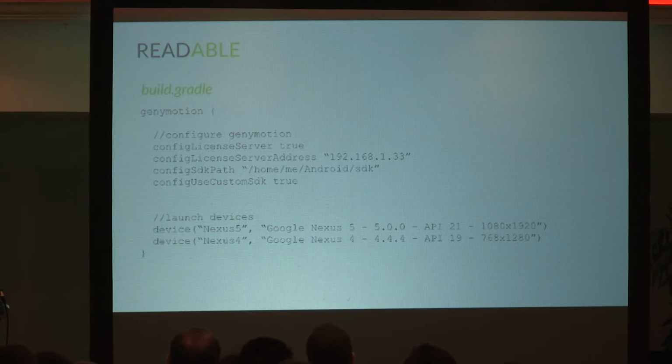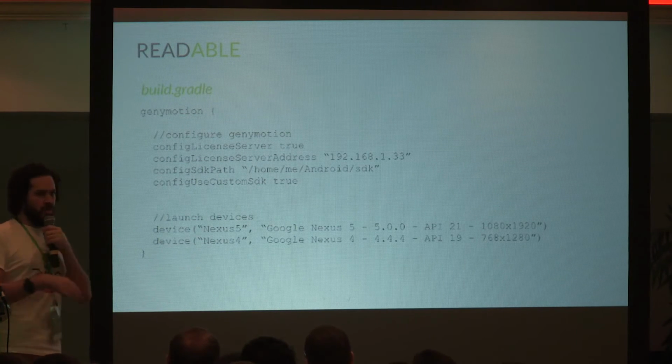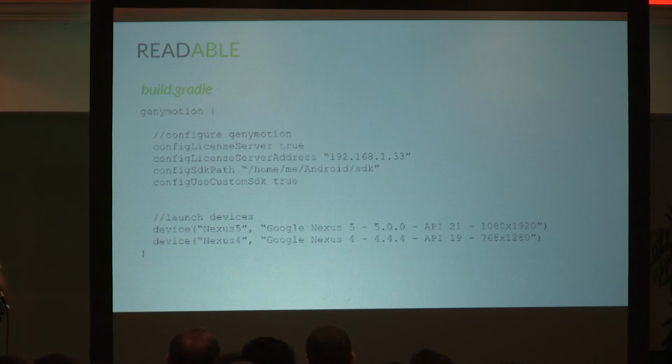So now a big part of the talk will be feedback from our experience at Genymobile building the Genymotion Gradle plugin. So what can we do by knowing that in our plugin? For example, we can create a Genymotion extension and add these values, config license server true, etc., config license server address. We can do something like this, okay?